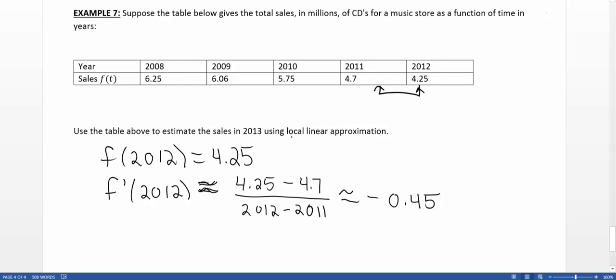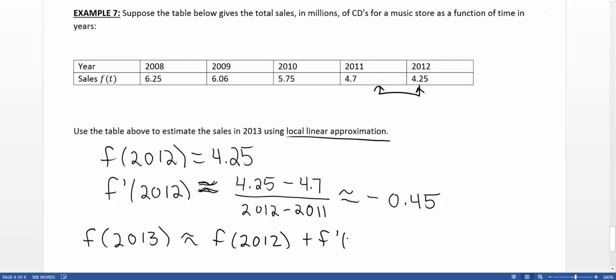So I can now use local linear approximation to get an estimate for the value in 2013. So 2013 is going to be the value at 2012 plus the derivative at 2012 times delta x. So my delta x here is going to be 1 because I'm trying to go from 2012 to 2013. So that's forward 1 year. So now I need to plug in the numbers to see how this number shakes out.